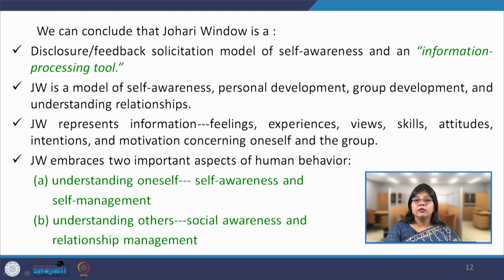And the most important, that Johari window embraces two important aspects of human behavior. It is understanding oneself, that is self awareness and self management. In terms of how much we are aware or how much we have become aware based on the feedback, and self management, how much information we are sharing and decided not to share, that is self management, and how it is affecting interpersonal relationships, and the other is understanding others, that is social awareness and relationship management.